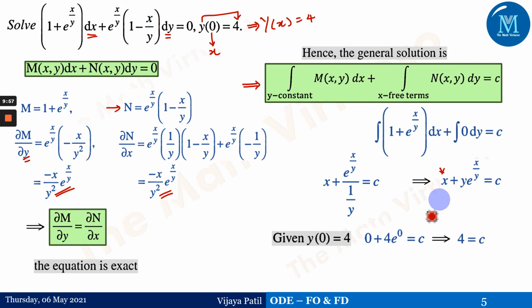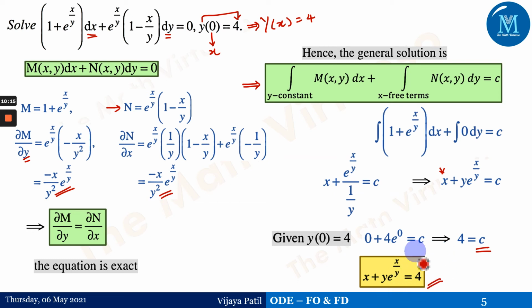That means we'll be getting the value of c = 4, and that is a particular solution, because the constant of integration is also found here, and it's known as the boundary condition. So (x + y) e^(x/y) = 4 is the final answer for this.